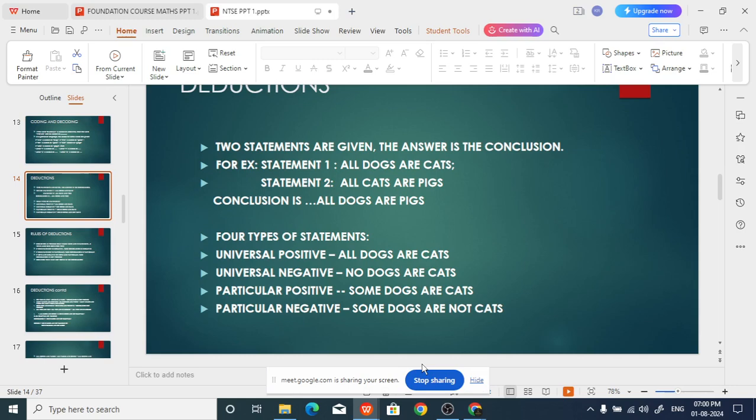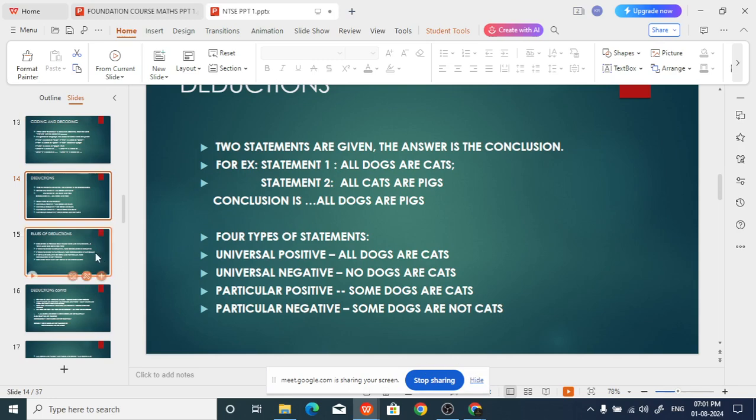All dogs are cats is called universal positive because all means all in the universe. That is why it is a universal statement, and it is a positive statement. No dogs are cats means nothing in the universe, so it is a universal statement, and because it is negative, it's called universal negative. Some dogs are cats means particular positive, and some dogs are not cats means particular negative.